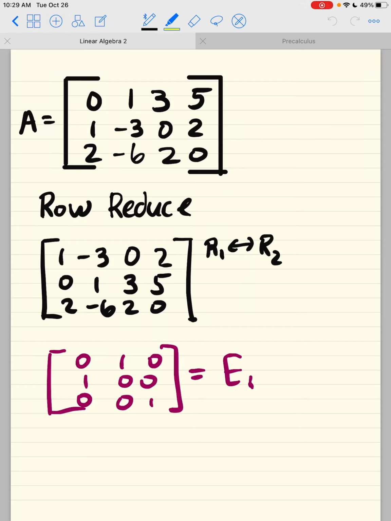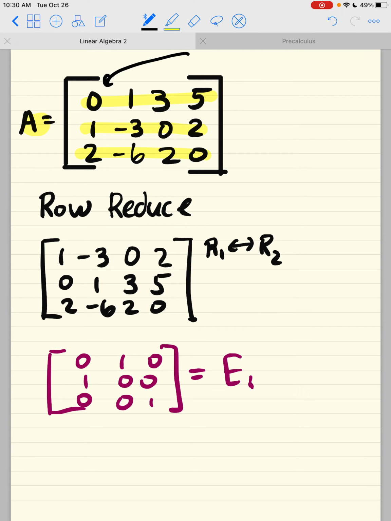What we are doing here is I'm going to show you how to use a sequence of elementary matrices to write the matrix A in row echelon form. So basically, I'm going to start off with this A: 0, 1, 3, 5, 1, negative 3, 0, 2, 2, negative 6, 2, 0. We know our goal is to get the 1 in the upper left corner.